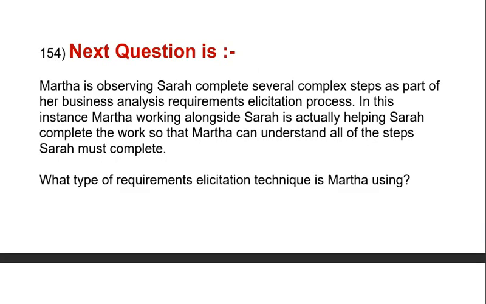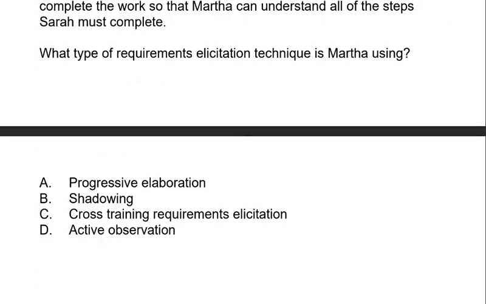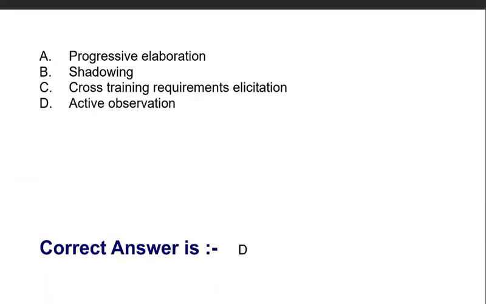Question is, Martha is observing Sarah complete several complex steps as part of her business analysis requirements elicitation process. In this instance, Martha working alongside Sarah is actually helping Sarah complete the work so that Martha can understand all of the steps Sarah must complete. What type of requirement elicitation technique is Martha using? Option A. Progressive elaboration. Option B. Shadowing. Option C. Cross-training requirements elicitation. Option D. Active observation. Correct answer is option D.